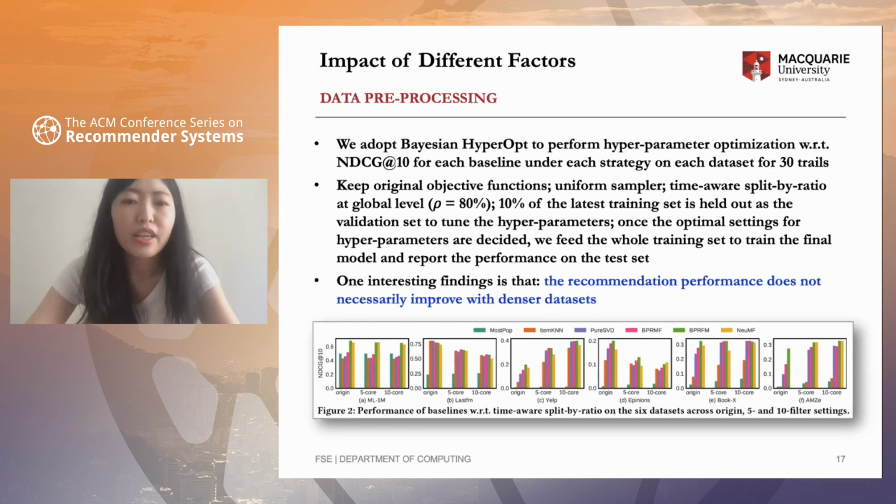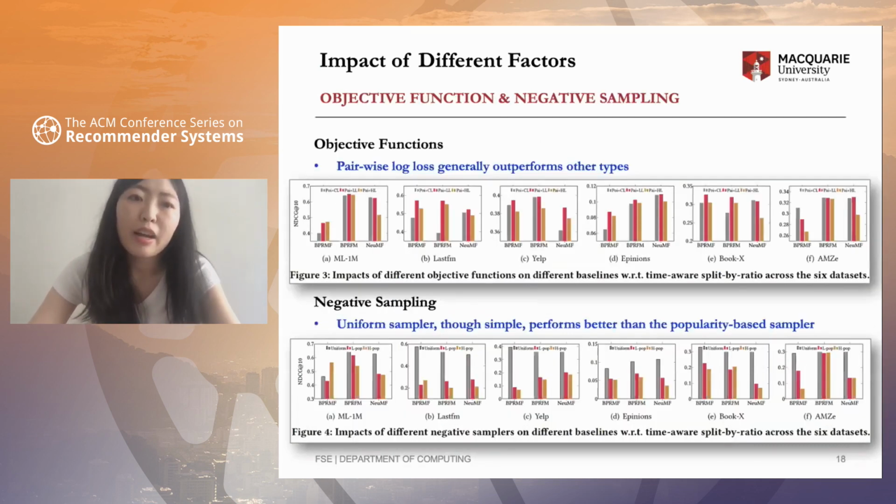present the details. So I just show several interesting findings from our study. First of all, we find that the recommendation performance does not necessarily improve with denser data sets. And also pairwise log loss generally outperforms other types. And uniform samplers, though simple, perform better than the popularity-based sampler.